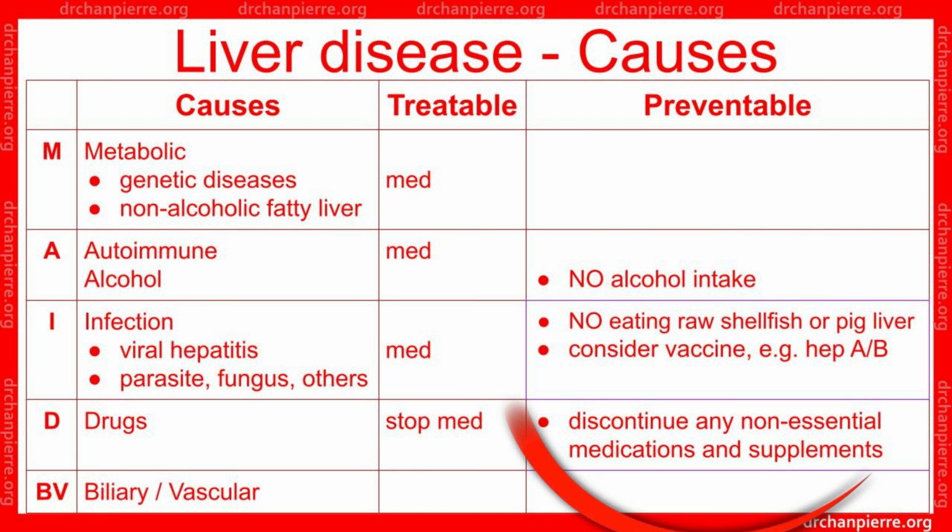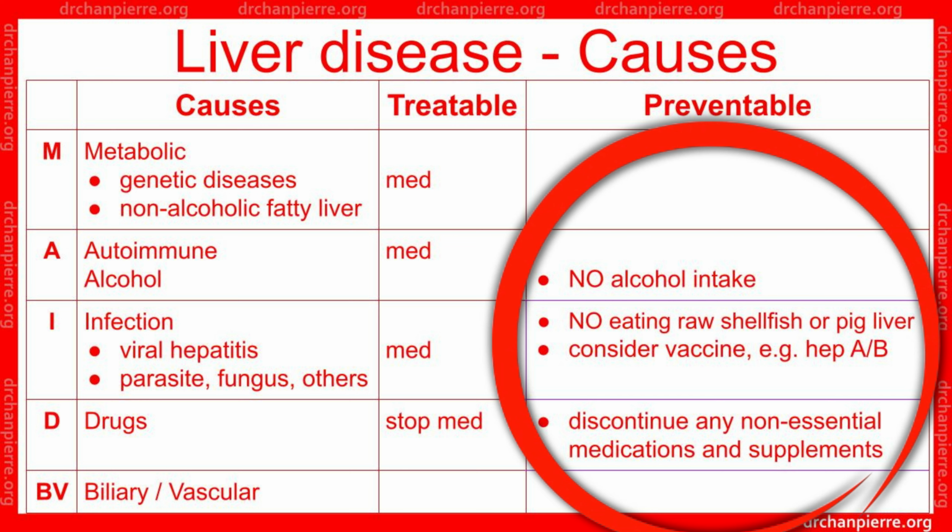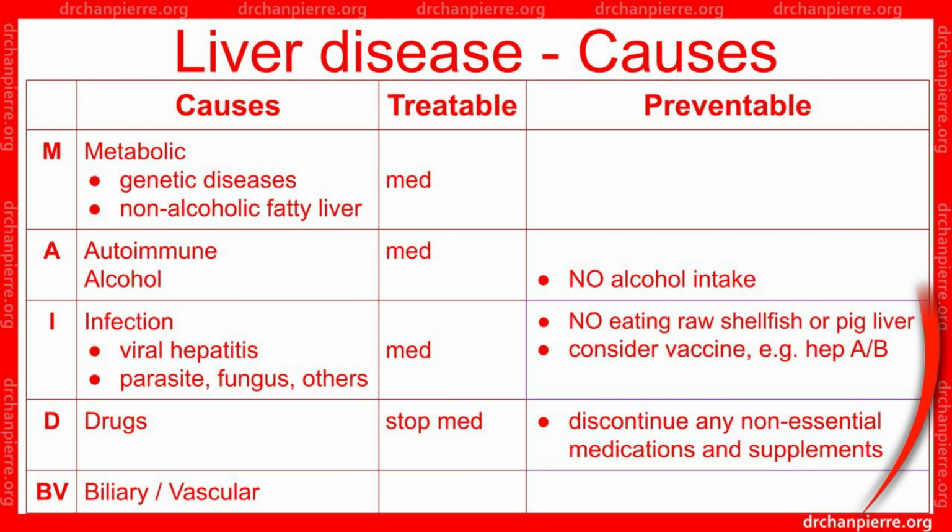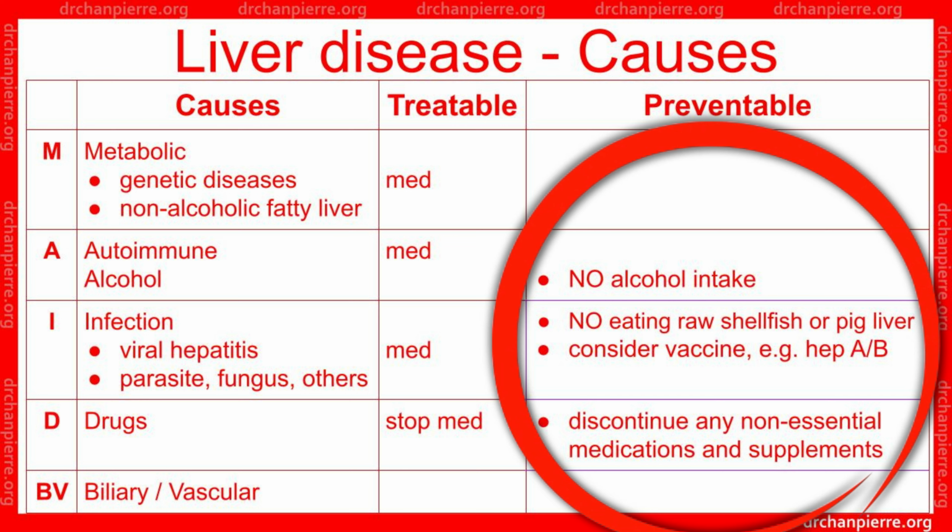When patients ask me what to avoid in liver disease, I advise avoiding three things. First, no alcohol intake. Second, avoid eating raw shellfish or pig liver. Third, discontinue any non-essential medications and supplements, and consider vaccines like hepatitis A or B.